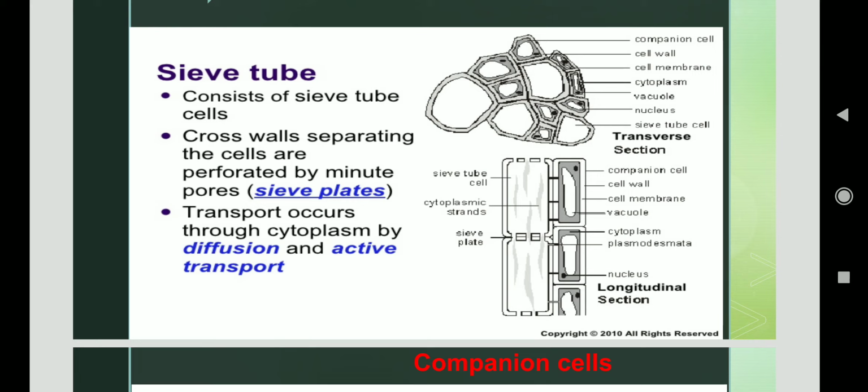So sieve tube cells have cross walls separating the cells, right? And these are perforated, means pores are present, minute pores, so many pores. Like a sieve, you have all seen a strainer in the kitchen, there are so many pores like this. So many pores are present on their wall, right? And transport occurs through the cytoplasm by diffusion and active transport, right? And they are placed one by one, so continuous movement is present, right?